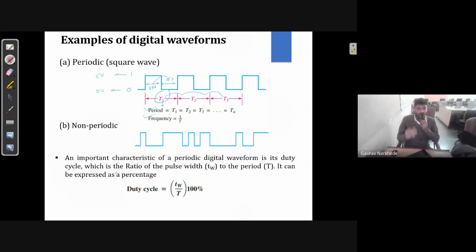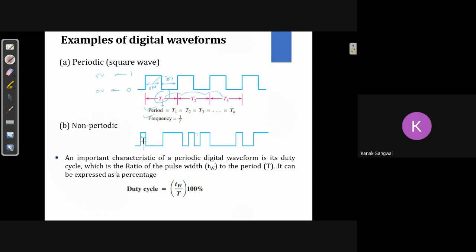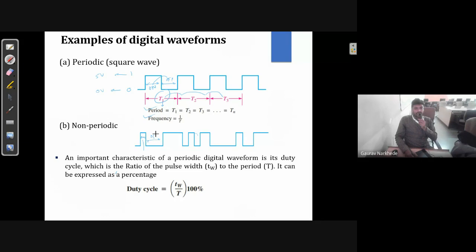Okay, now the second is your non periodic wave, right? Like for example, ये बोलिए, ये कौन सा टाइम है? On time. And ये कौन सा टाइम है? Off time. ऑफ टाइम, राइट? So this is off time, and this is on time. Now ऑफ टाइम और ऑन टाइम का पीरियड जो है वो डिफरेंट है.